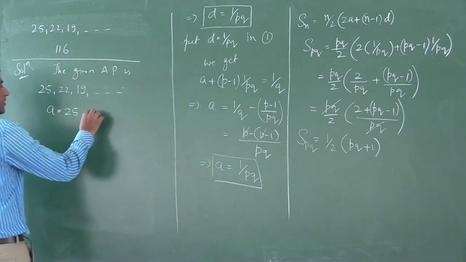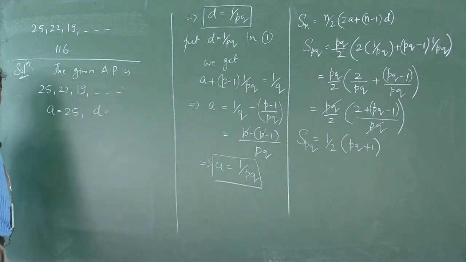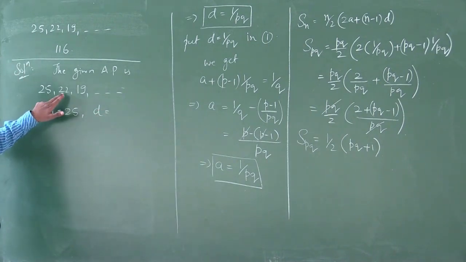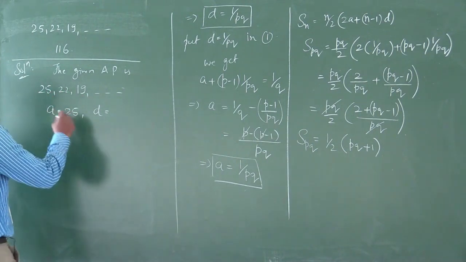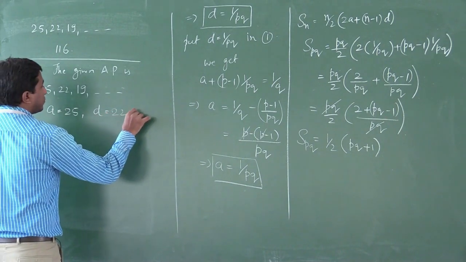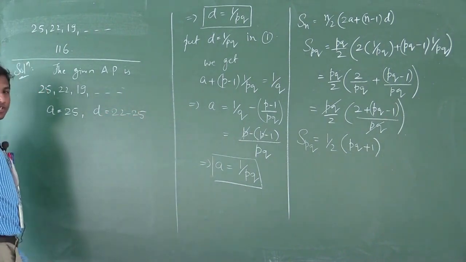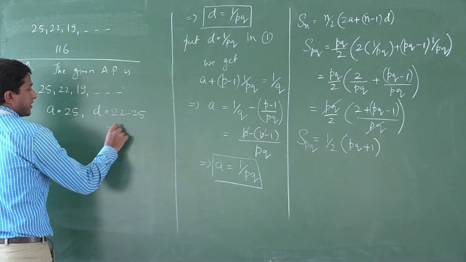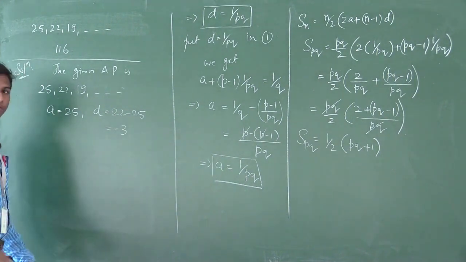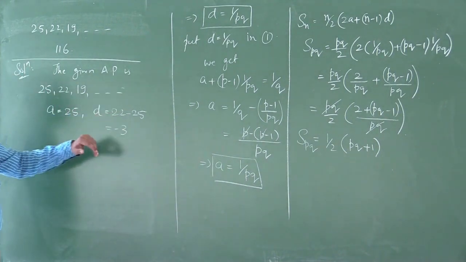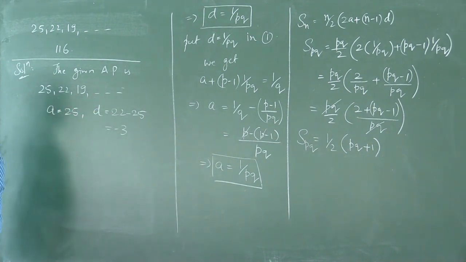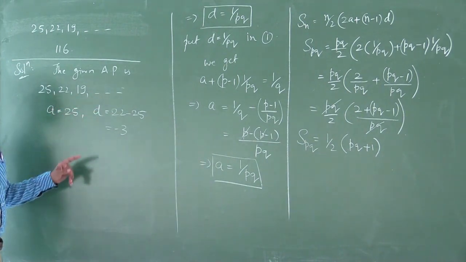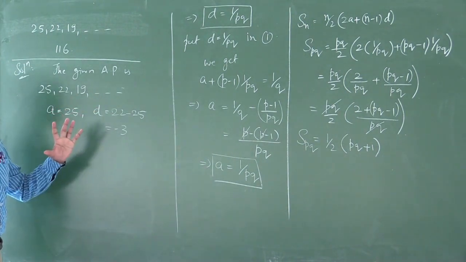What is the common difference, D? How do you find the common difference? Second term minus first term, or third term minus second term. So the second term is 22 minus the first term 25. We get it as minus 3. So we have used the given AP and found A and D. A is 25, D is minus 3.